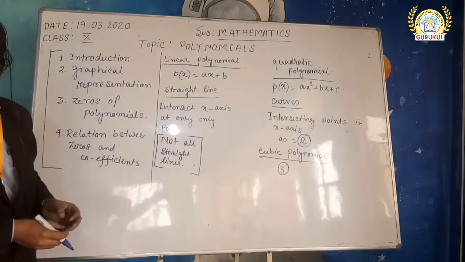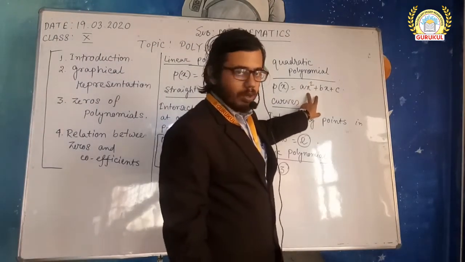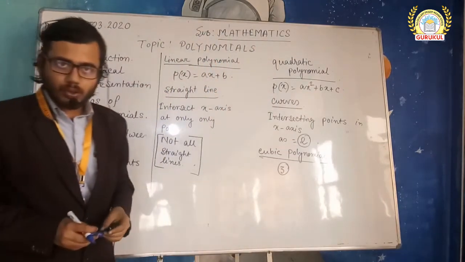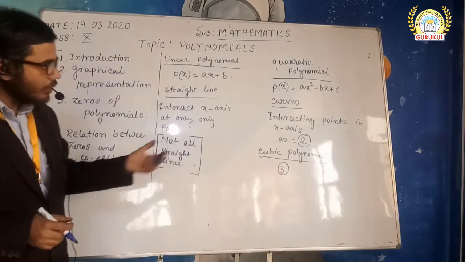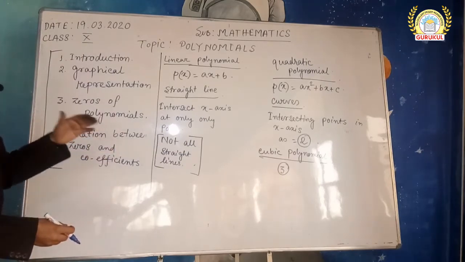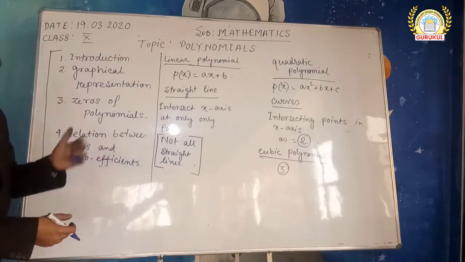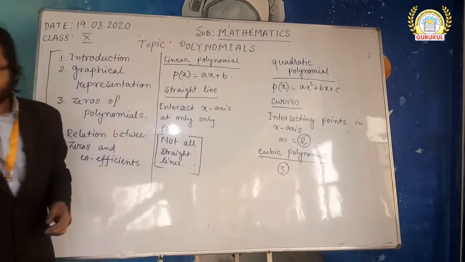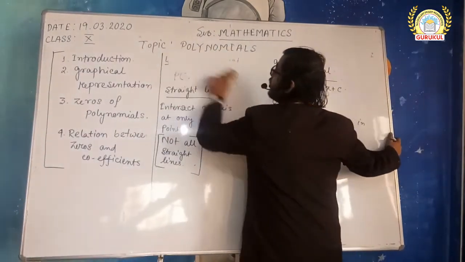Next, the quadratic polynomial. In the case of a quadratic polynomial, the highest power of x is equal to 2, so that's why we get 2 intersecting points on the x-axis. In the case of a cubic polynomial, the highest power of the variable is 3, so we get 3 intersecting points on the x-axis. So if you increase the power, you will get more and more intersecting points. From this graphical representation, you need to write this down.